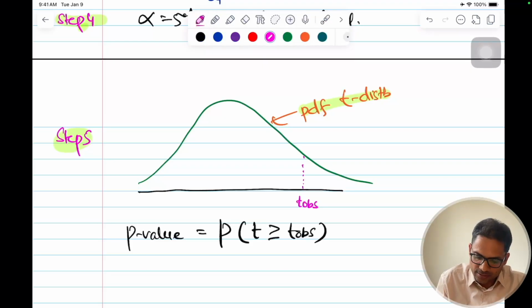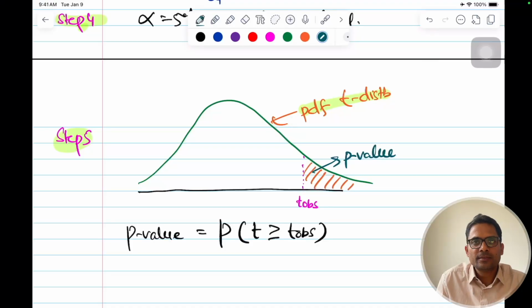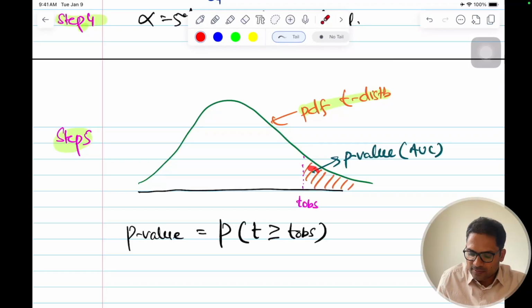So let me shade it for you. So this is your p-value, the area under the curve. The area under the curve gives me the probability. So this is the probability of observing something greater than or equal to t observed, this and beyond. I hope p-value is clear.